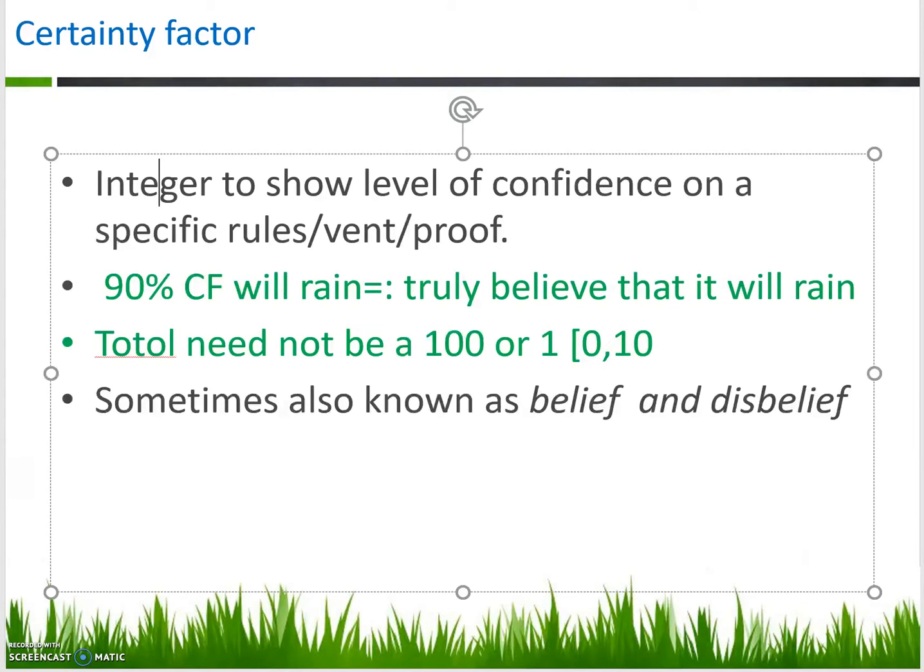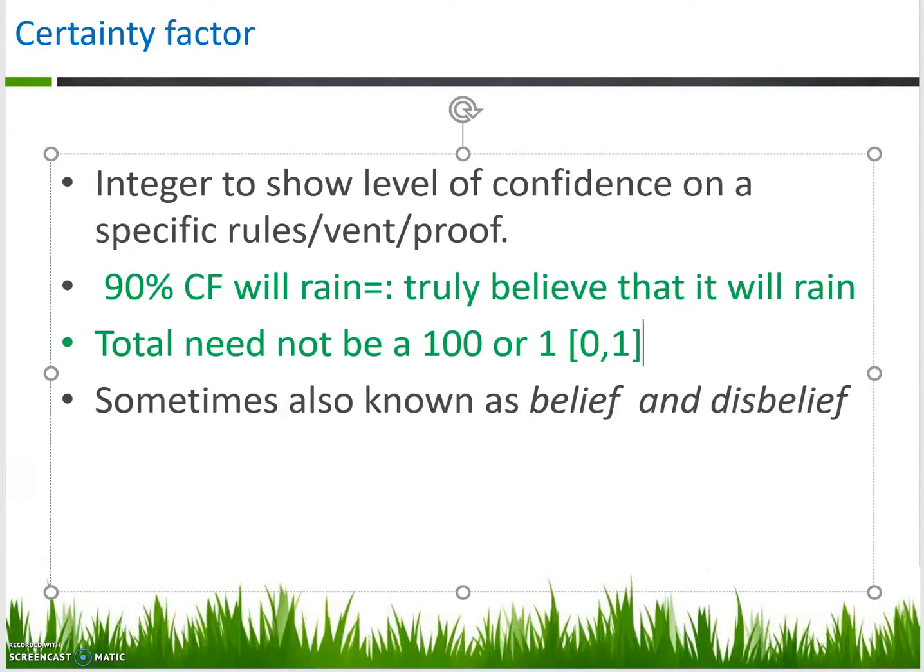So we say that with a 90% certainty factor or confidence factor, it will rain. That means I truly believe that it will rain. So the total need not be 100, or 1. It's not like a probability. It doesn't have to be 1.